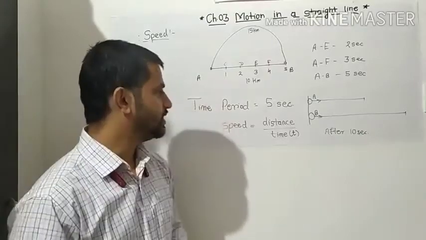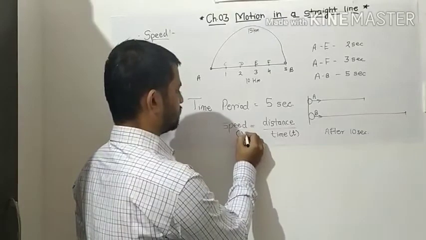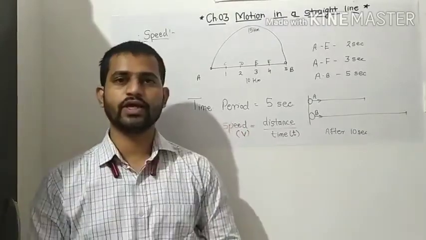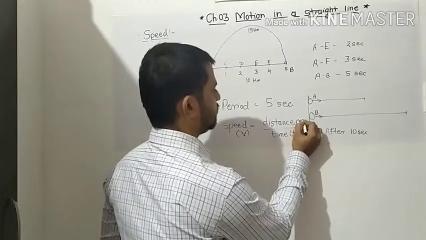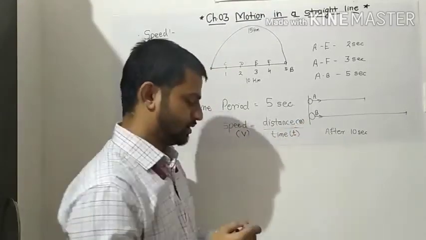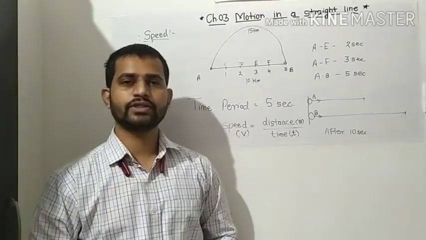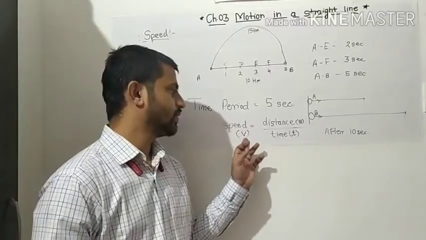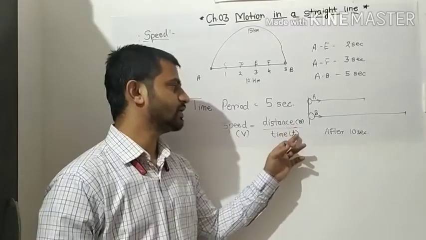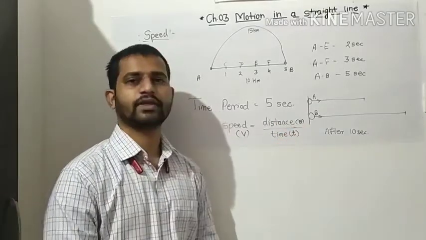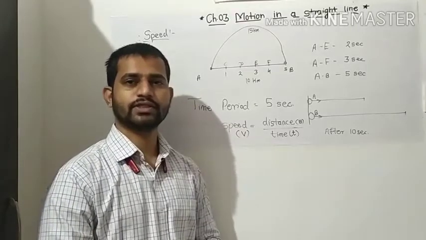Suppose the speed is given by the symbol v, distance by the small s, and time by the t. So if small v is the speed, s is the distance, and t is the time, then we can represent the speed with respect to these symbols.